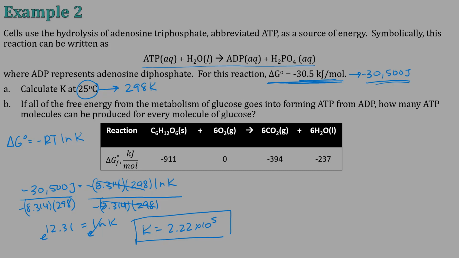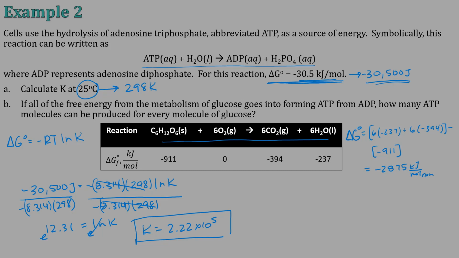Part B says if all the free energy from the metabolism of glucose goes into forming ATP from ADP, how many ATP molecules can be produced for every molecule of glucose? So I'm going to find the delta G for this reaction, and then I can figure out how much energy I'm getting from that. So it's going to be 6 times negative 237 plus 6 times negative 394 minus negative 911, and that gives me negative 2875 kilojoules per mole of reaction.